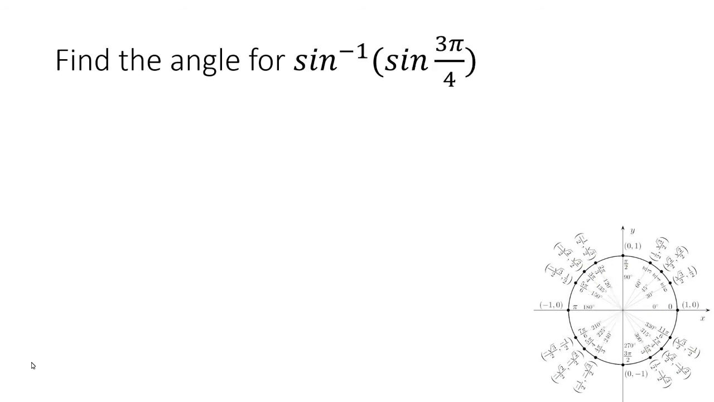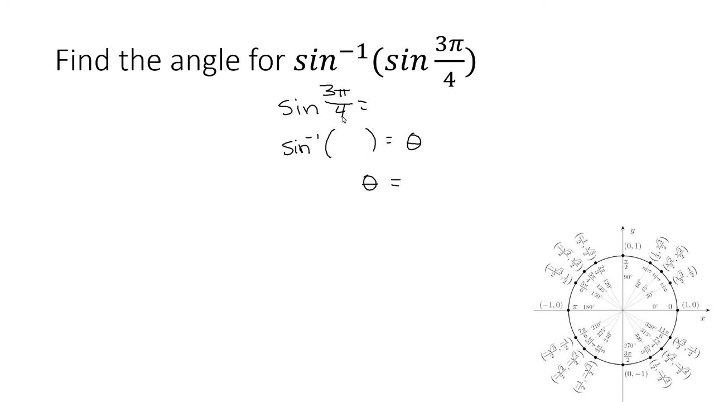Okay. Now this one is a little bit different, but it's not any harder. You need to work from the inside out. Start with the inside, which is sine of 3 pi over 4. Start with that and find that value. Then you can go sine to the -1 of whatever that was, and that's going to be your answer.